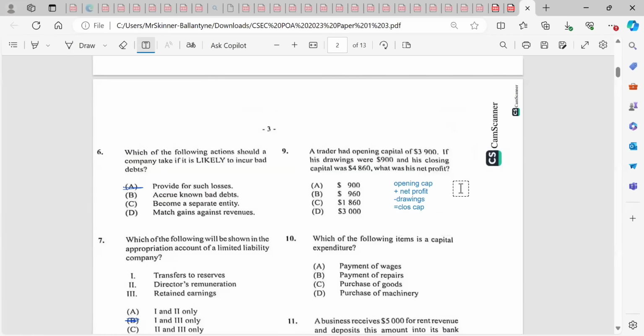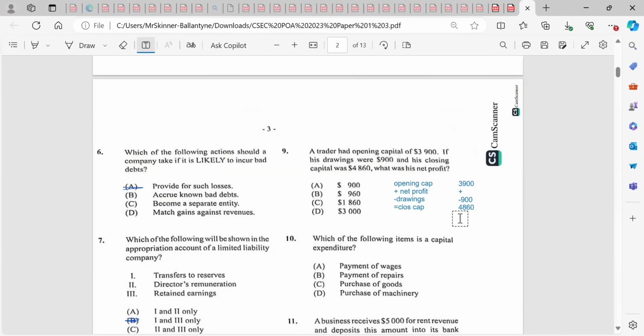All right, that's the formula. Opening capital is 3,900. We don't know what net profit is, but we know that when we minus drawings of 900, we get 4,860.